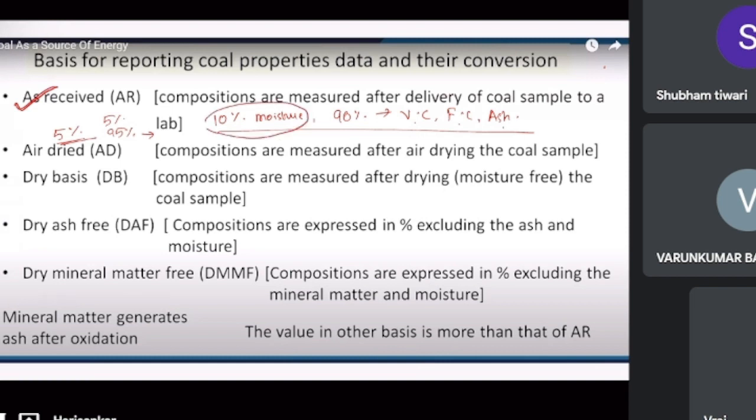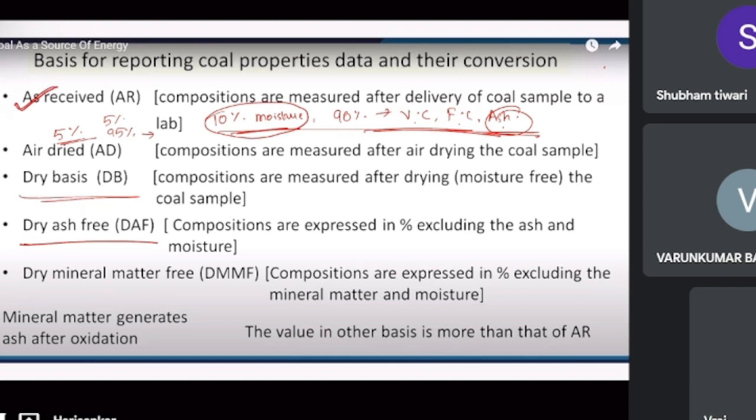Or if you completely neglect the moisture content and just want to report the volatile content, fixed carbon and ash without mentioning the moisture content, that is called dry basis. And if you want to report it without moisture as well as without ash, just the volatile content and fixed carbon content, that will be dry ash free basis. And then the final one, dry mineral matter free basis, is basically the same as the dry ash free basis.